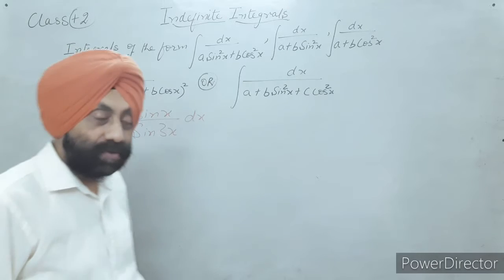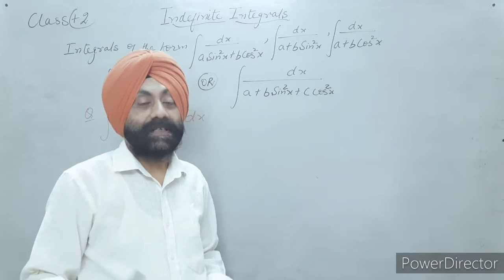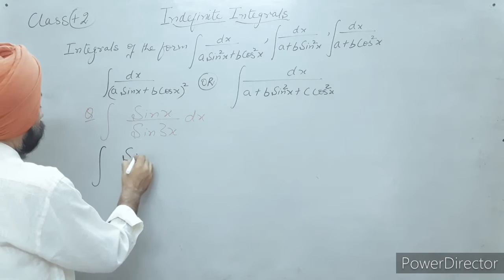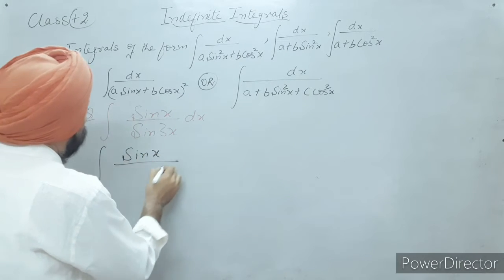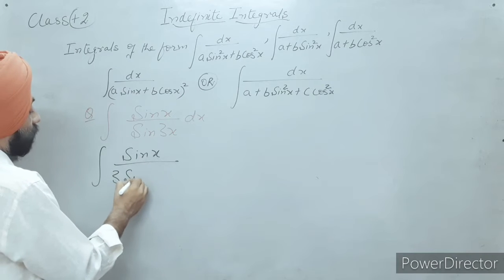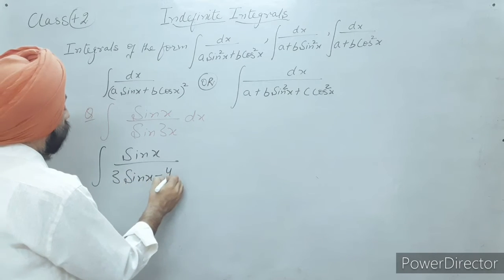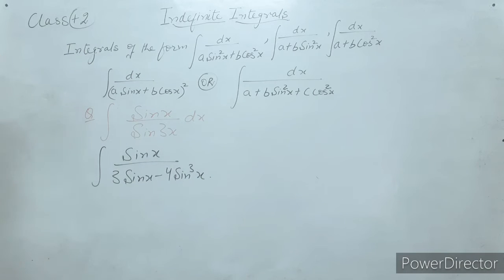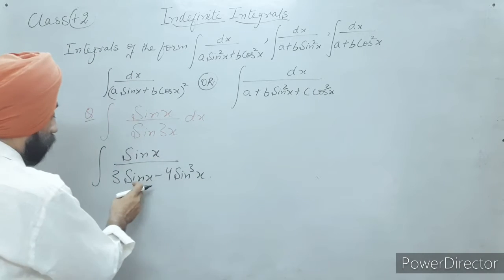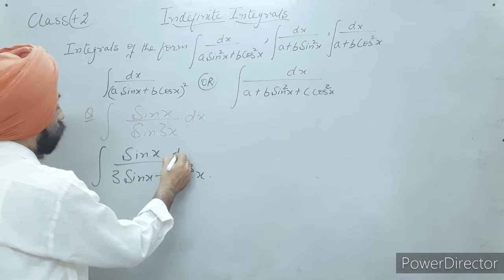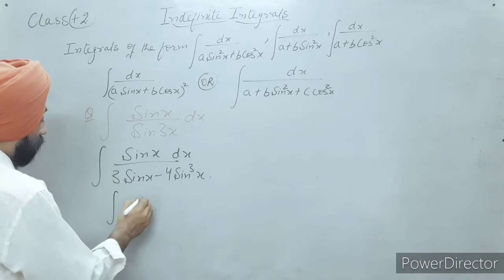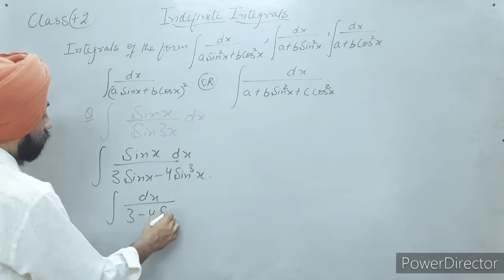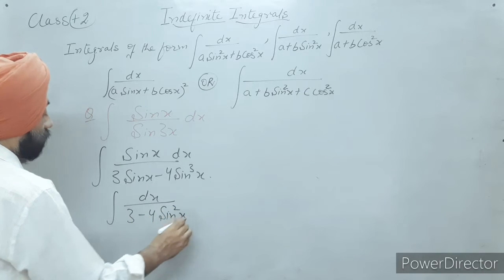Now hope you remember sin 3x. What is sin 3x, sir? It is 3 sin x minus 4 sin cube x. Now sin x is common in the denominator, it cancels out with the numerator. I get dx upon 3 minus 4 sin square x.